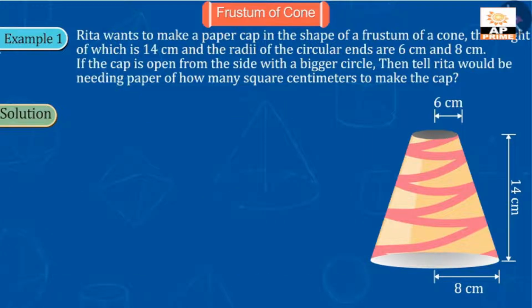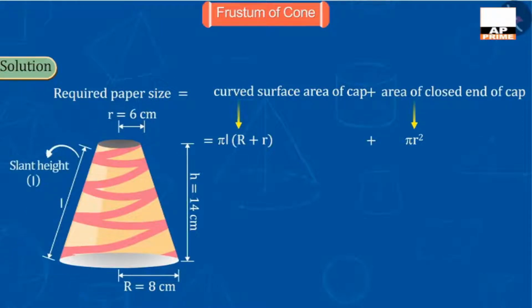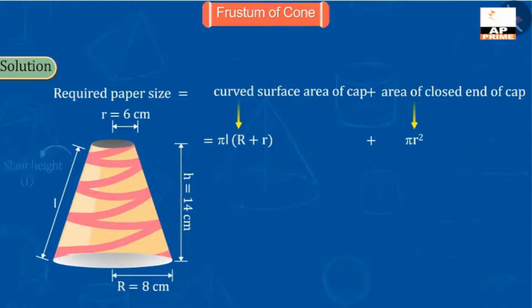Now we mark the given measurements as follows. In the previous video, we learned that the curved surface area of the frustum of the cone can be derived from this formula. Since the closed end of the cap is circular, here we will use the formula for the area of the circle. From the formula, you can see that to find the curved surface area of the cap, we need its slant height, which is not given in the question.